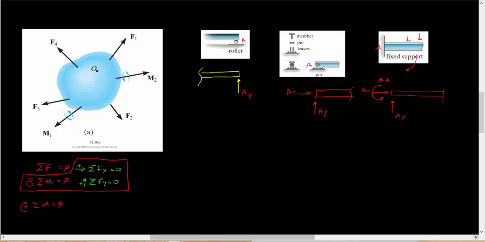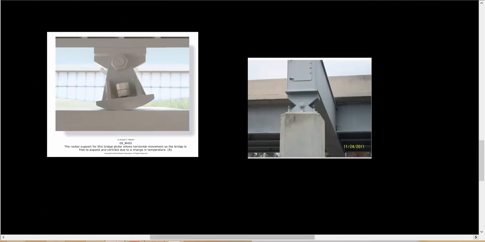Now, where would you see a roller? Well, you could see a roller on University Bridge, where it's a beam bridge. You'll have a roller on one side so that it allows it to move horizontally, so that the concrete can move a little bit as it expands and contracts because of weather, so that it doesn't crack. Those are important details to look at.